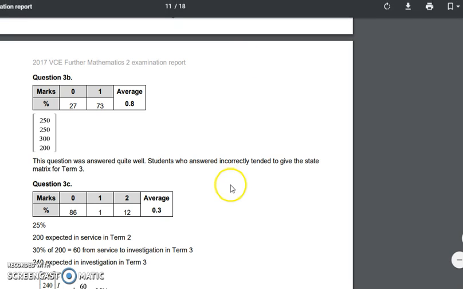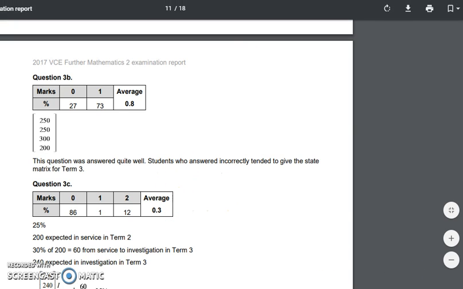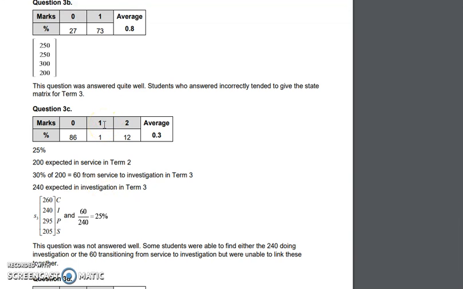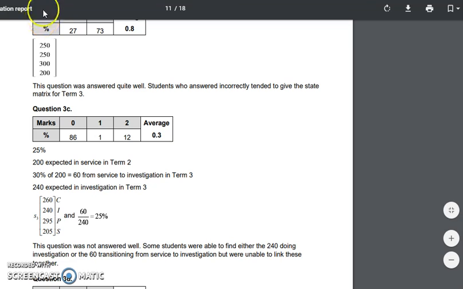Checking the assessor's comments, this question was done very poorly. Only 12% managed to get the full marks. Have a read of the assessor's comments, but this style of question did also appear in a 2016 written exam as well. So it is a common question that they could potentially ask.